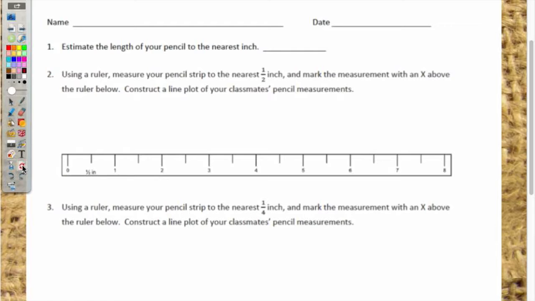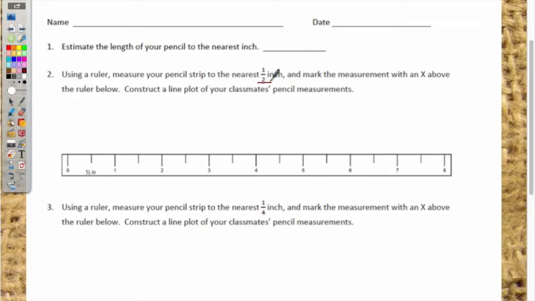So, now that you have estimated the length of your pencil, Haley's going to pass out a ruler. This is not the actual length of an inch on the ruler on your paper. Okay, I want you to use mine. I want you to measure your pencil to the nearest ½ inch.